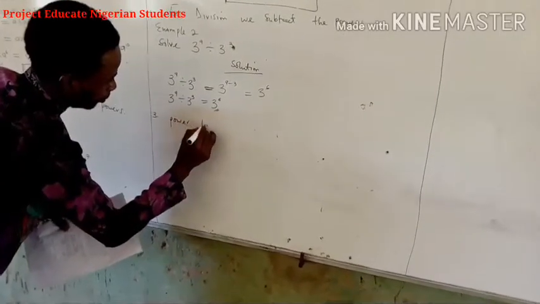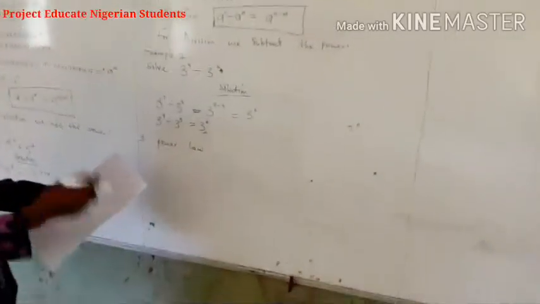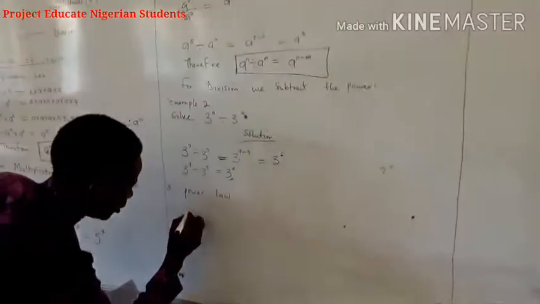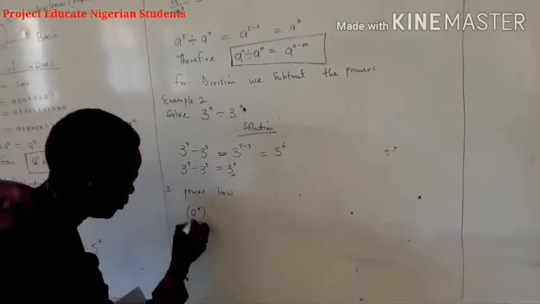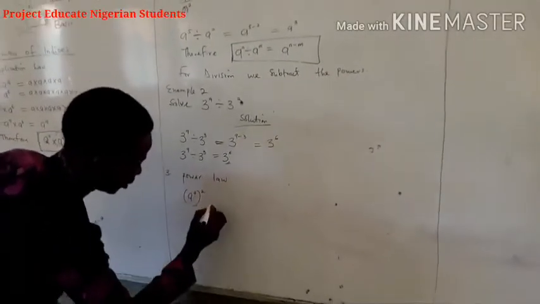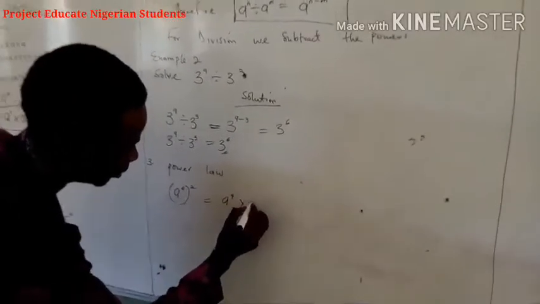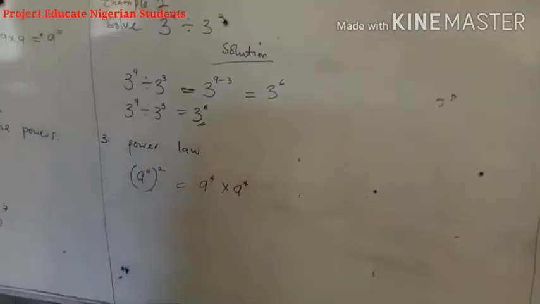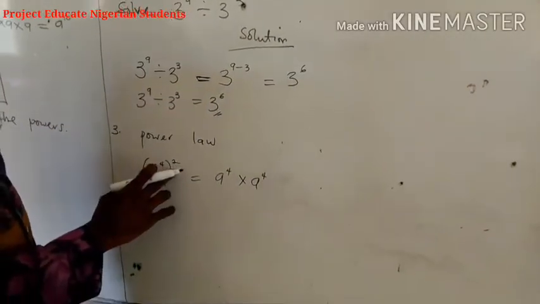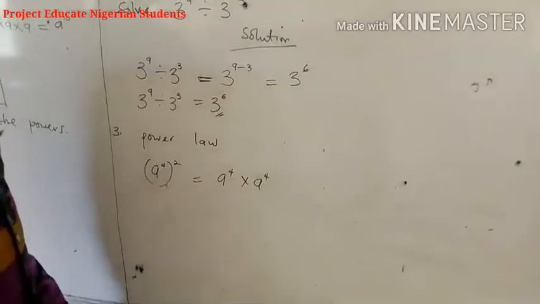Power law. Let's say we have a raised to the power of 4, raised to the power of 2. This is simple as saying a raised to the power of 4 times a raised to the power of 4. This a raised to the power of 4 is appearing 2 times.